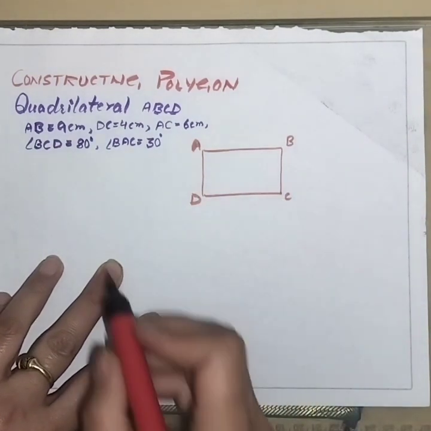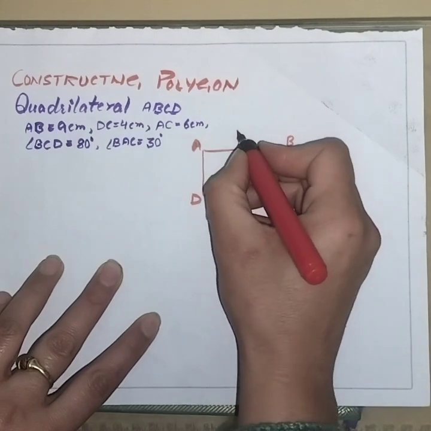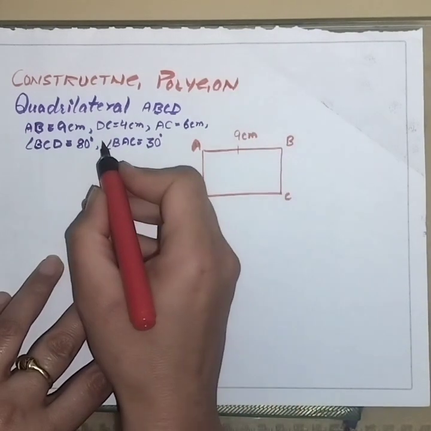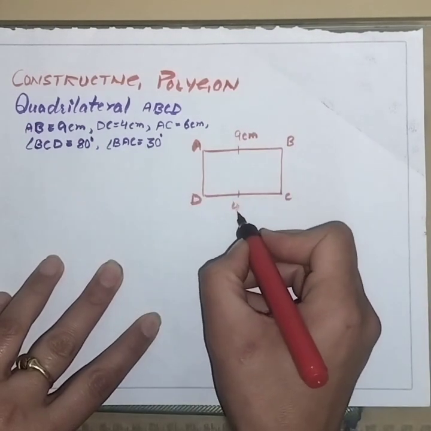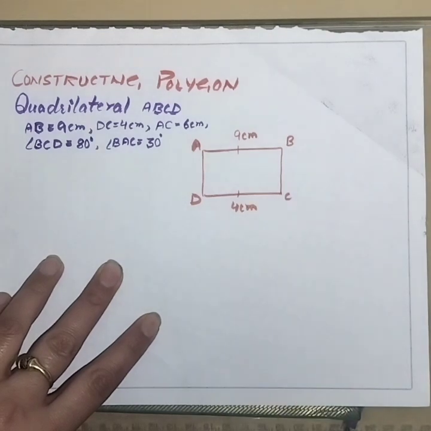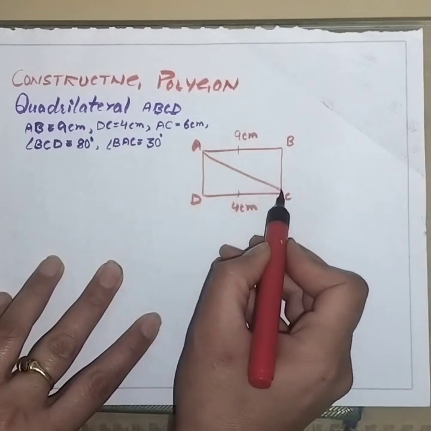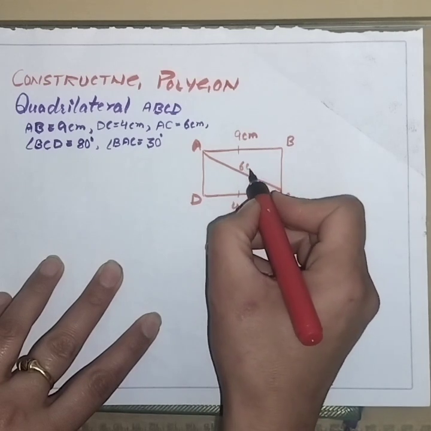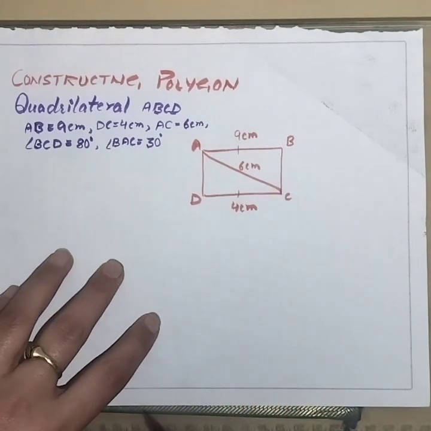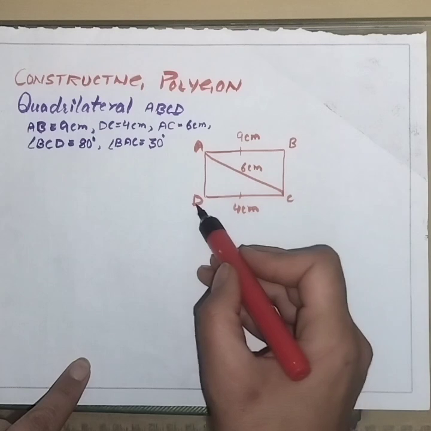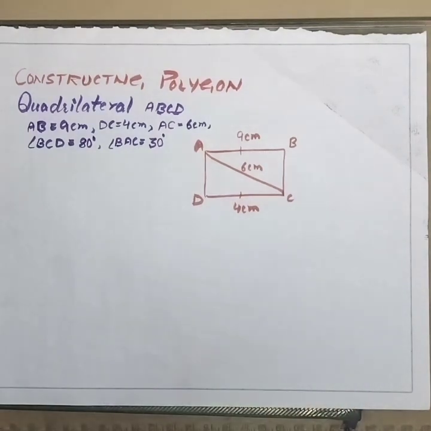Now label it with the measures. AB is 9, BC is 4, AC is 6 centimeters. So AC, that means you have been given a diagonal. AC equals 6 centimeters. BCD is 80. BCD, so it is about this angle.